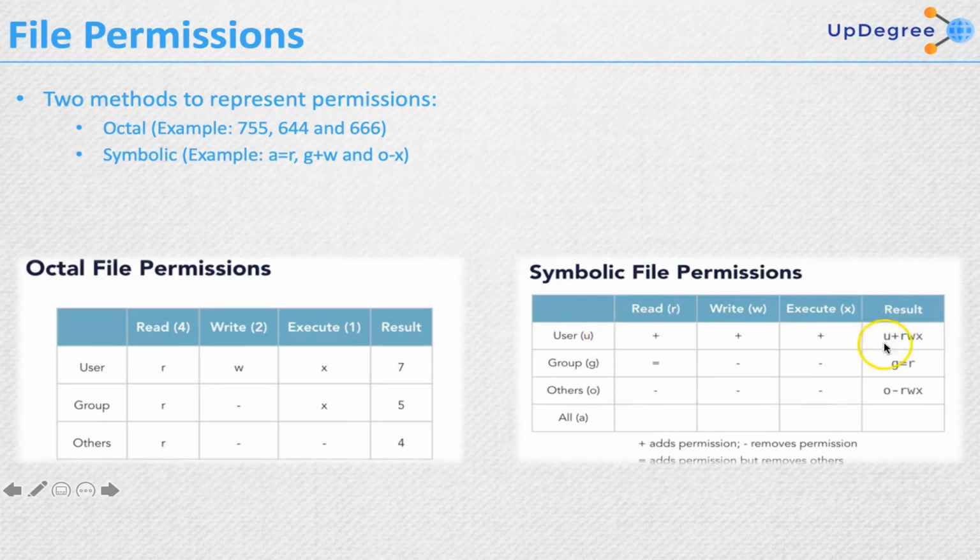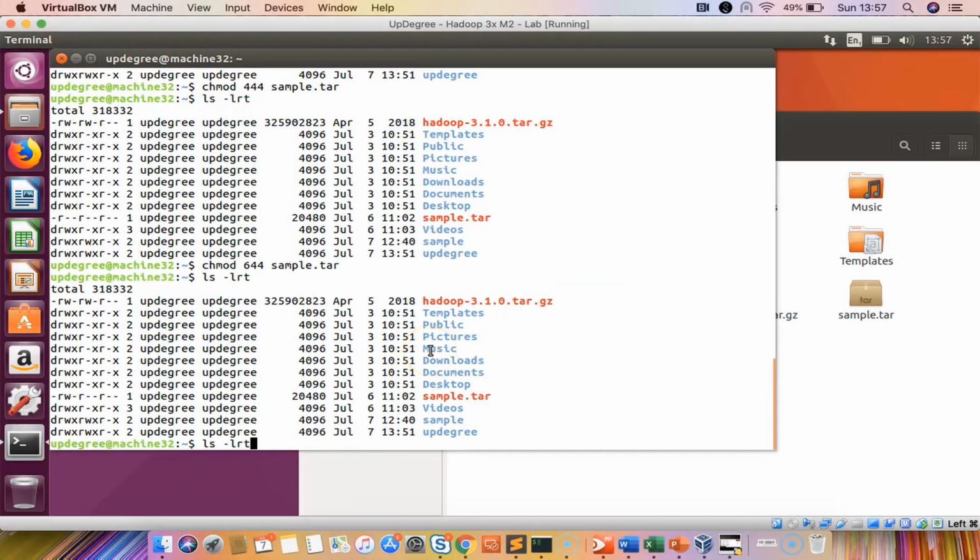write, execute for a user. Then if you want to give group equals read only, or if you want to subtract any of the privileges, it's minus RWX. So if you are adding privileges, you just do plus. If you are removing privileges, you do minus. But equal to means you're adding that privilege and removing all others. That's the difference.